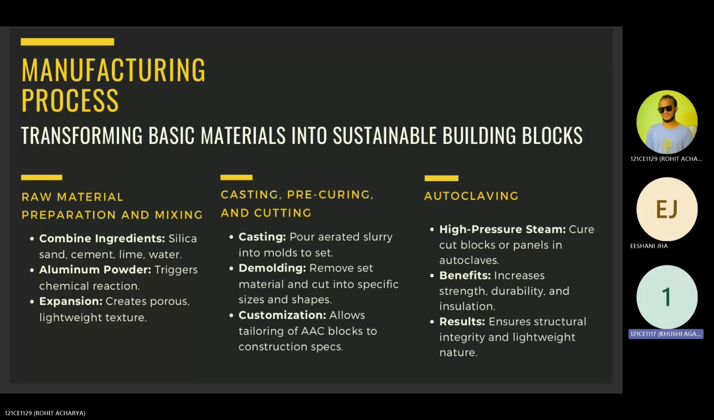Now, moving to its manufacturing process. The manufacturing process of AAC basically involves transforming the basic materials into sustainable or eco-friendly building blocks. First comes the raw material preparation and mixing, wherein ingredients such as silica, sand, cement, lime, and water are blended together. Aluminium powder is used as an ingredient, which initiates a chemical reaction, generating expansion, which results in a porous, lightweight texture.